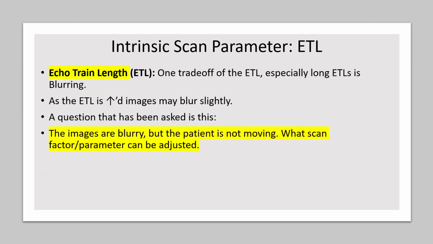All right. Echo train, one of the trade-offs besides scanning faster is blurring. The late echoes can start to introduce some blurring into your images. So a question here, it's in yellow. This is why I put it in yellow. Someone told me that they had this question on their registry. The images are blurry, but the patient is not moving. What scan parameter can be adjusted?